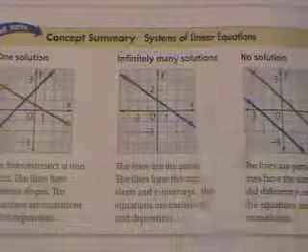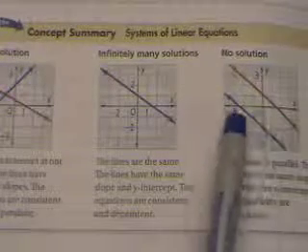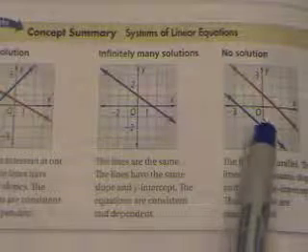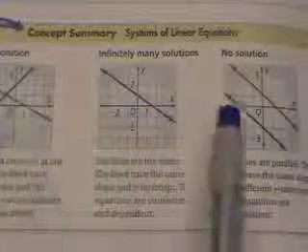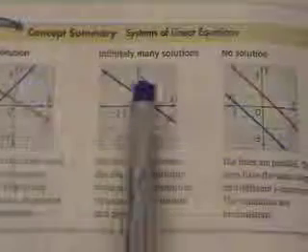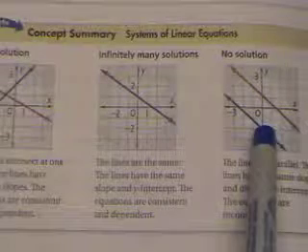Your third option is that you would have no solution, and that one only happens if your two lines are parallel, because that's the definition of parallel lines, right? They never meet. Otherwise, your two lines will always meet somewhere. So you could have one solution, you could have infinitely many solutions, or you could have no solution.